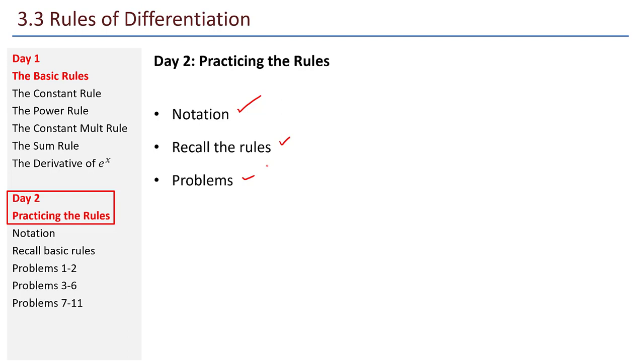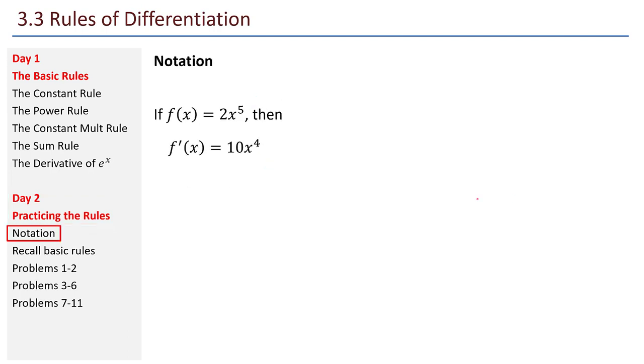Let's go. Notation. Suppose that f of x equals 2x to the fifth. Then f prime of x equals 10x to the 4. This f prime of x, that's called the first derivative. Now, I can take the derivative of the derivative, and that's f double prime of x, and that is the second derivative. I can take a derivative of that, get the third derivative, and the fourth derivative.